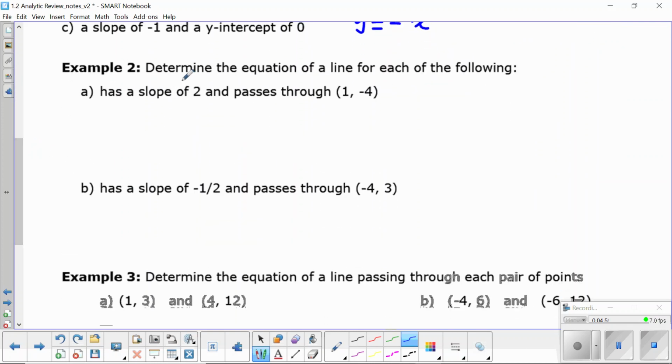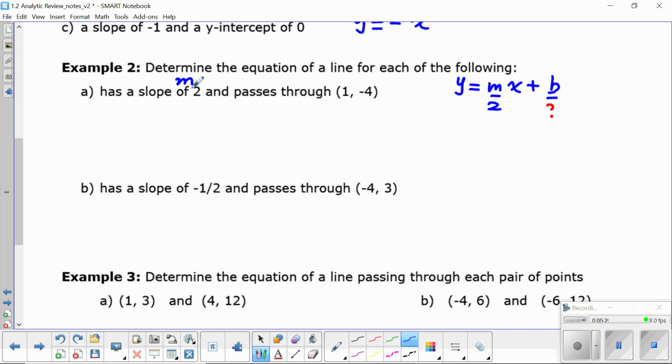Then example 2. Example 2, slope is given, but the b is not given. So in the equation mx plus b, you have 2 unknowns. Now the slope is 2. You need to find the b. In this equation, you have 4 variables. In order to solve for b, you need to have all the 3 other values given.